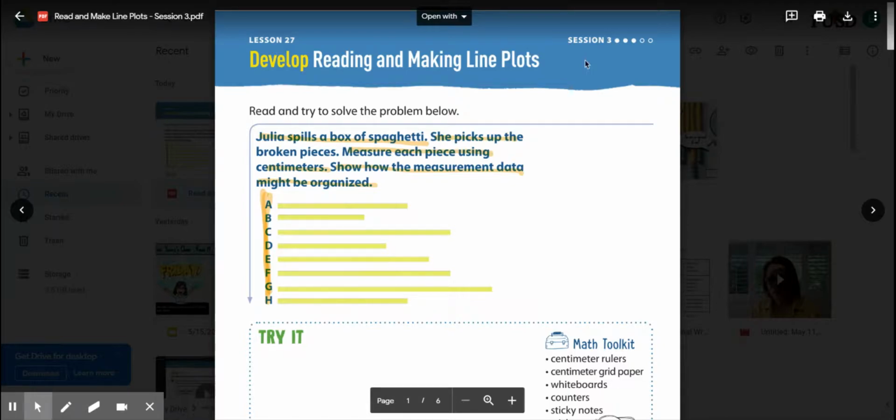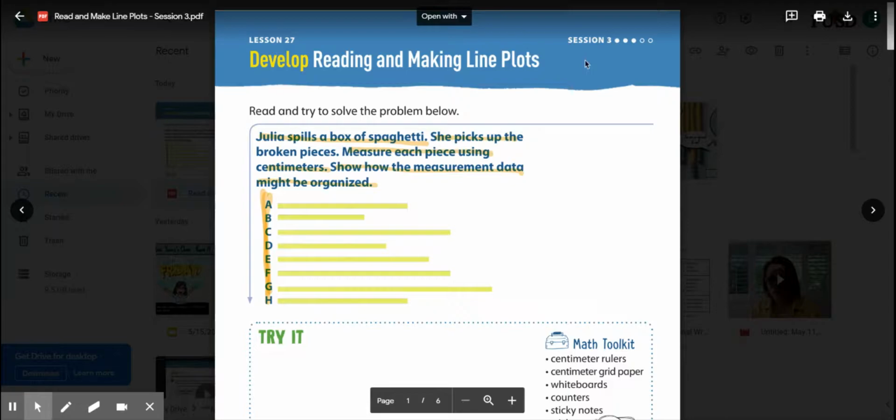Remember, a line plot is very similar to a number line, except it uses data, or you organize data. Data is another word for information on the line plot. So let's go ahead and read this problem and let's try it. All right. Julia spills a box of spaghetti. Oh, that's a mess. She picks up the broken pieces. So picture they're broken. Measure each piece using centimeters. Show how the measurement data might be organized.